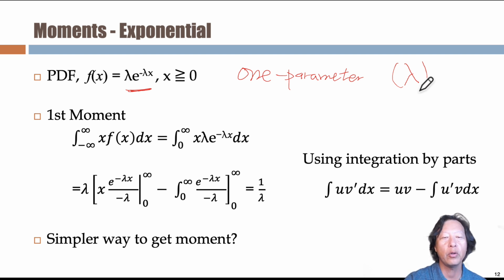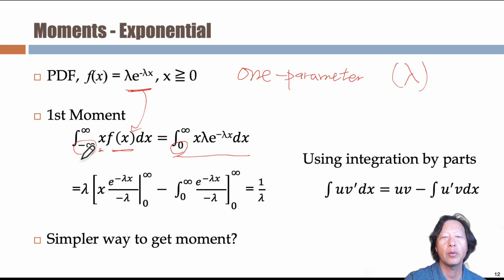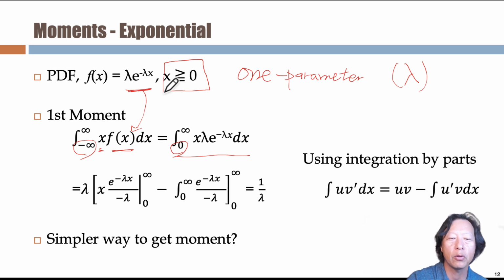The first moment is calculated by x times the PDF and then the integral. I just replace the PDF here, and then it becomes this. Why does the integral start at 0? Because the exponential is defined this way, so from minus infinity to 0, it is all 0. Even though you do the integral, there's nothing there. That's why it becomes 0 to infinity.